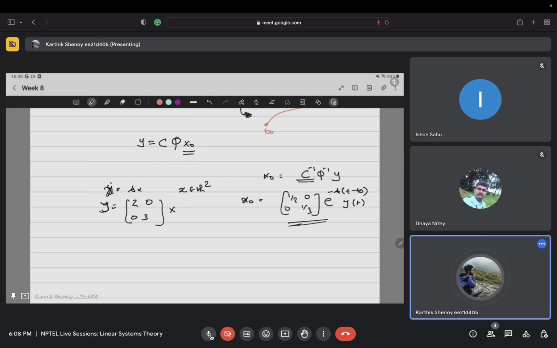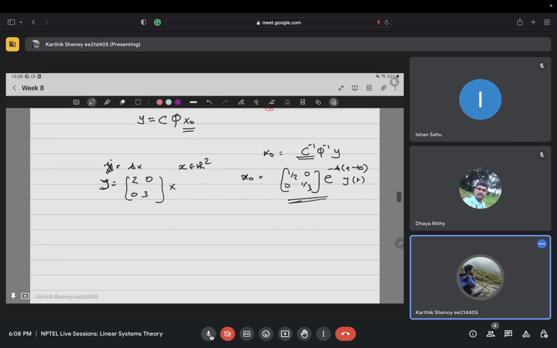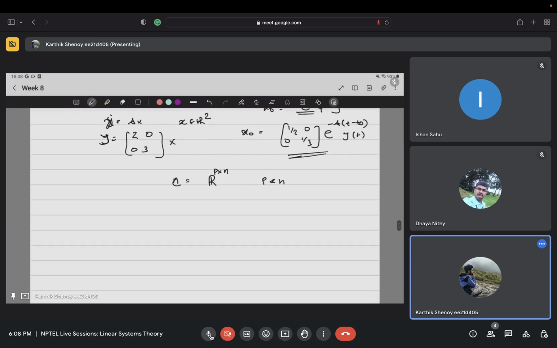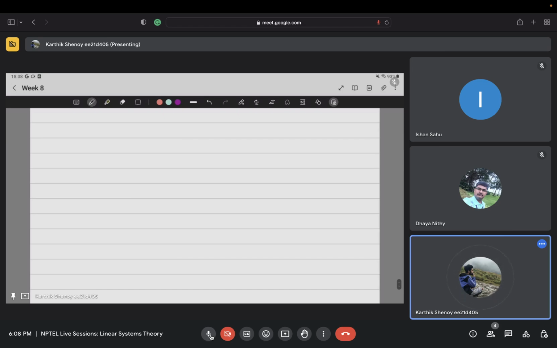But C need not be even square to begin with. Usually C is some R P cross N matrix, where P is often less than N, because you won't always buy sensors for all the measurements. You usually buy a velocity sensor and estimate the position and things like that. So can you even estimate position in certain cases from velocity? That's the goal of this lecture.